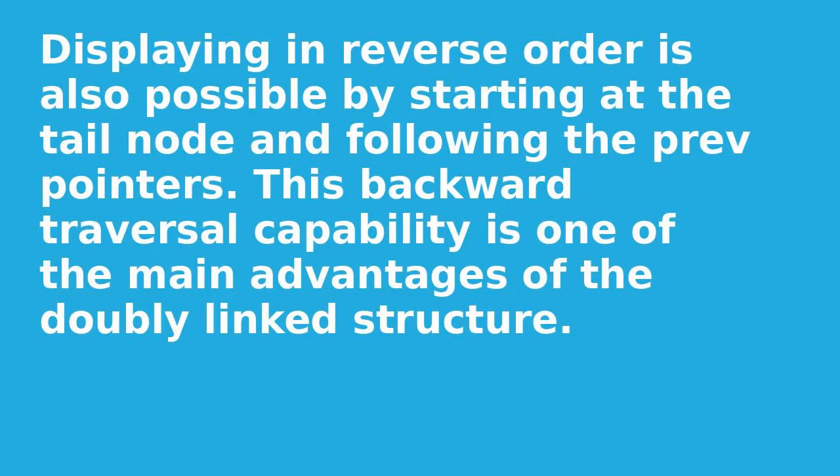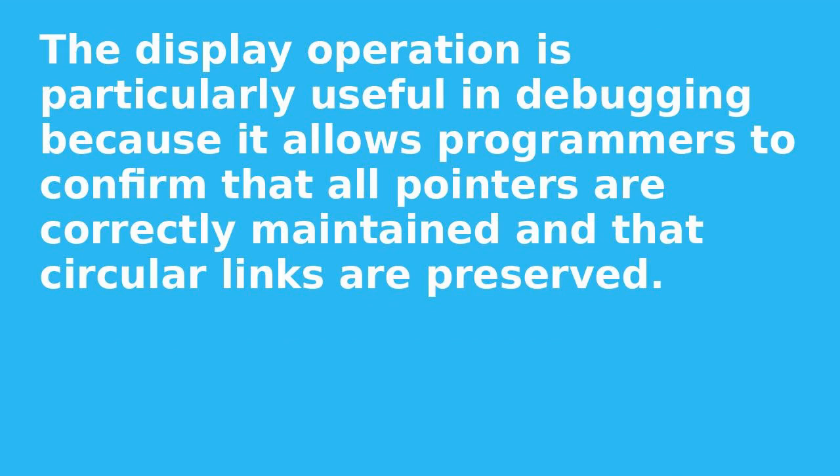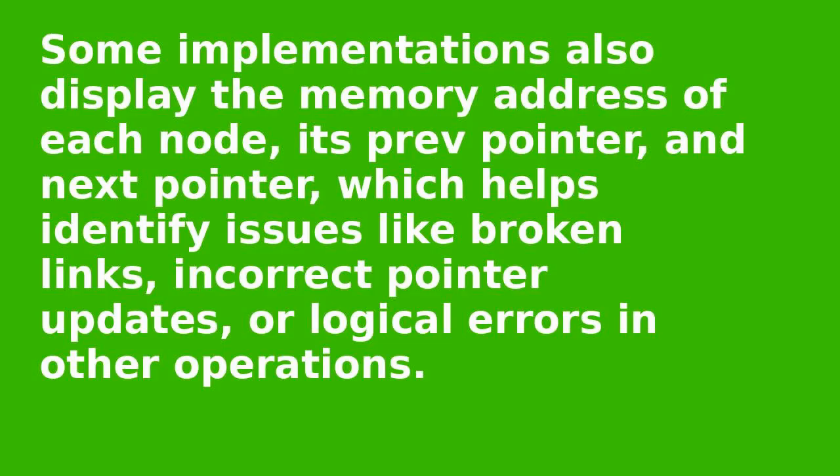Displaying in reverse order is also possible by starting at the tail node and following the prev pointers. This backward traversal capability is one of the main advantages of the doubly linked structure. The display operation is particularly useful in debugging because it allows programmers to confirm that all pointers are correctly maintained and that circular links are preserved. Some implementations also display the memory address of each node, its prev pointer, and next pointer, which helps identify issues like broken links, incorrect pointer updates, or logical errors in other operations.